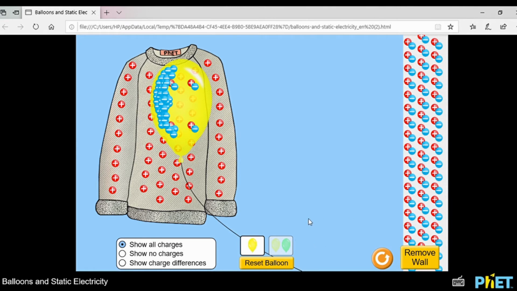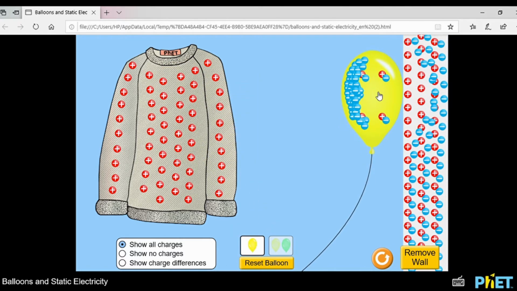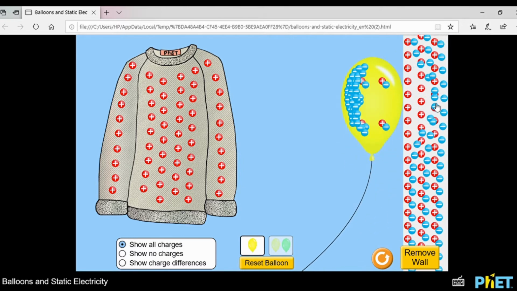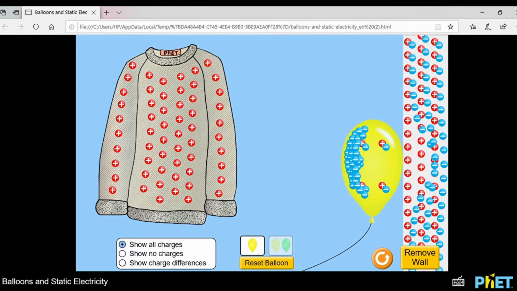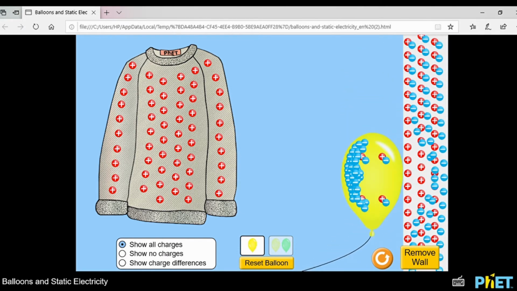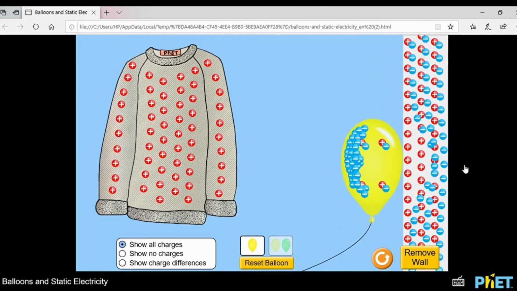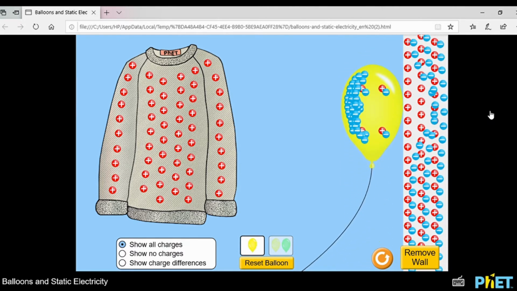What happened next? Now, when I put the balloon close to the wall, what happened in here? Look, the negative in the wall is pushed away from the balloon. What happened? Yeah, this is because of the nature of charges.